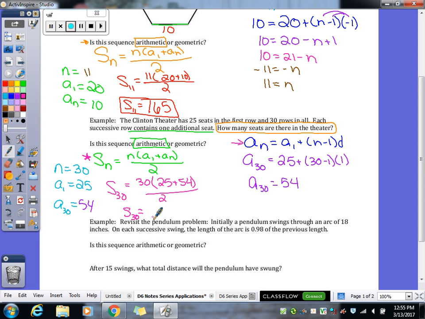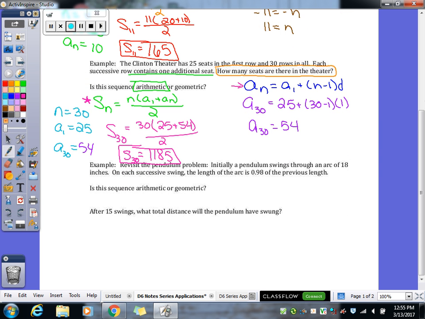What'd you get? Should be a big number. So that's how many are in the 30? In the entire theater. That's adding them all up. That's how many seats are in there total. So if they were having like a musical or something, they can sell 1,185 seats.